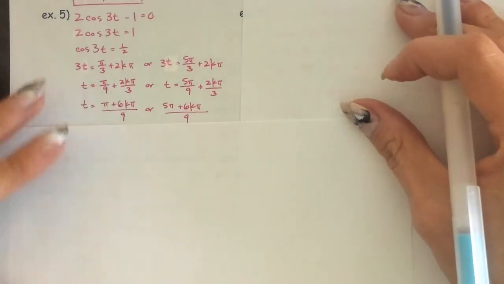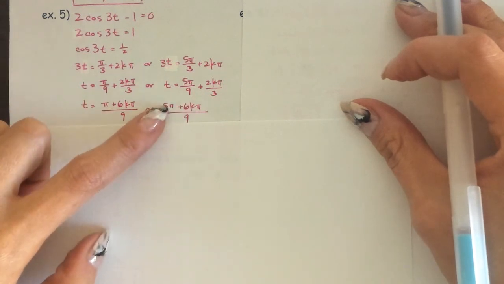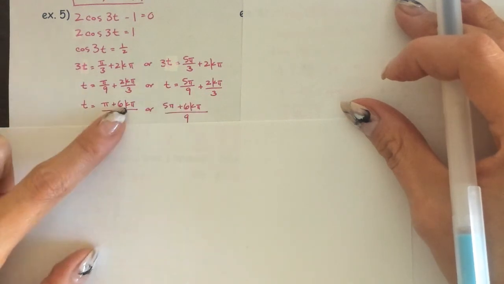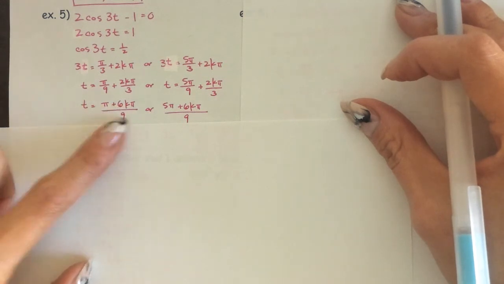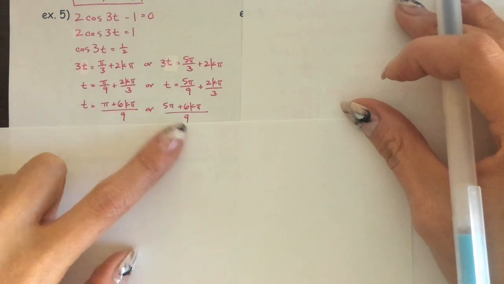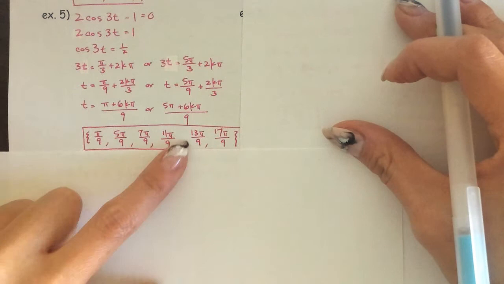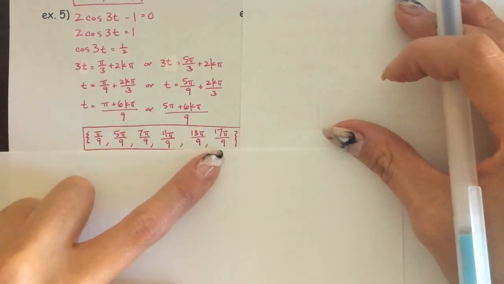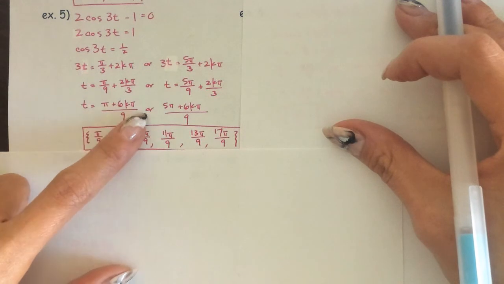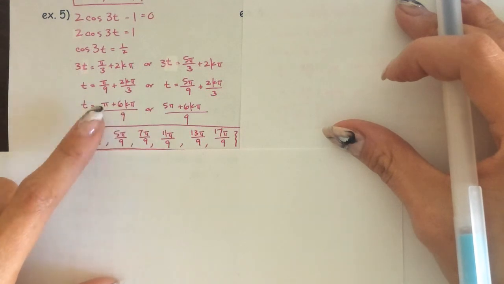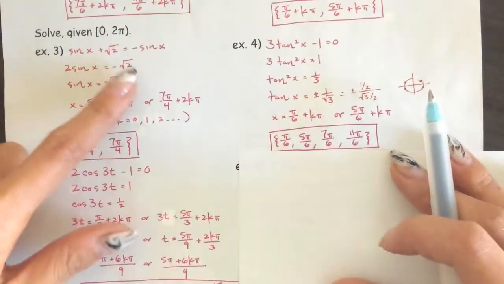So you plug in 0. If you plug in 0, you just get pi over 9. If you plug in 0 again, you get 5 pi over 9. And then you plug in 1. If you plug in 1, you get 6 pi plus pi, which is 7 pi over 9. 6 pi plus 5 equals 11 pi over 9. You plug in 2, and then you get 13 pi over 9 and 17 pi over 9. You plug in 3. When you plug in 3, you get 18 pi plus pi, which is 19. Okay, 19 over 9 is bigger than 2 pi.